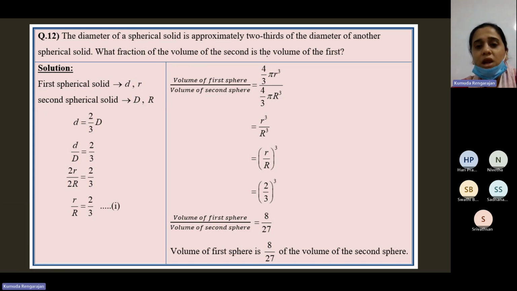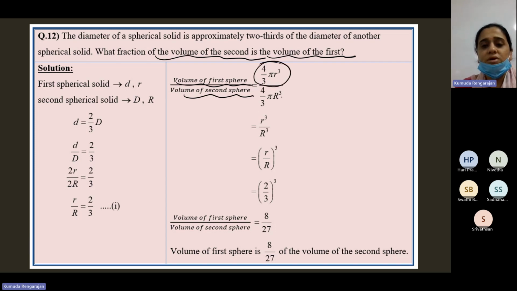Now we have to find the volume of the first sphere by the volume of the second sphere. Volume is 4 by 3 pi r cube. 4 by 3 pi gets cancelled. R cube by r cube, r by r the whole cube. Substitute: r by r is 2 by 3. So the answer is 8 by 27.